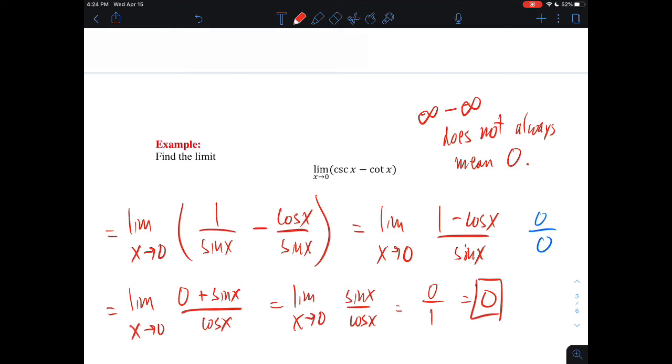Okay, so it turns out this one did end up being 0, but don't think that that's always going to be true.